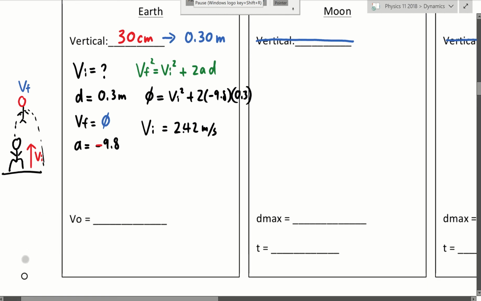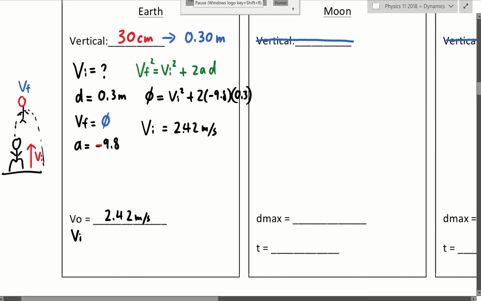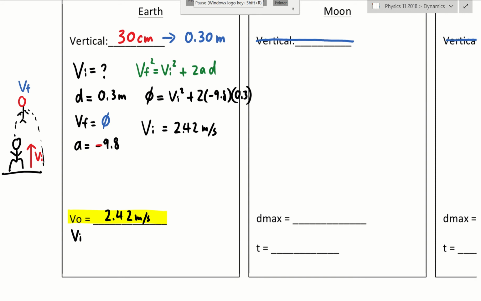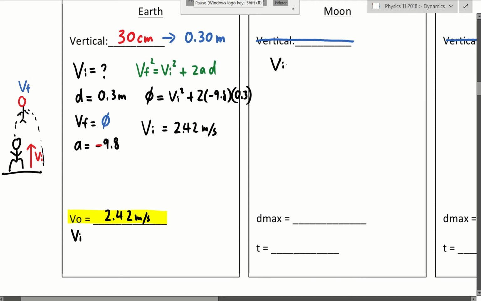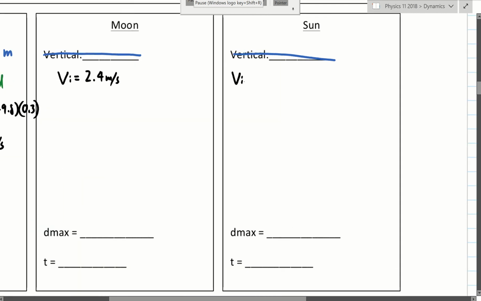Okay, so that's v initial. Now v naught is the same thing as v initial, just a different notation, right? 0, the first thing. So 2.42 meters per second. That's my v initial. Okay, we're going to have that number borrowed to the second and the third question. So let's assume that our muscle is still as strong as it was on Earth, so our initial jumping speed is exactly the same.